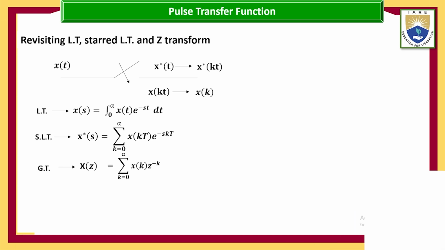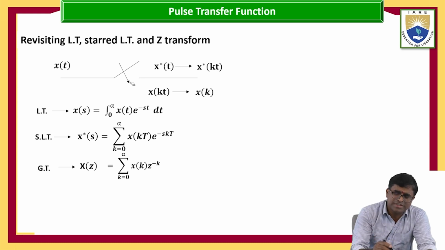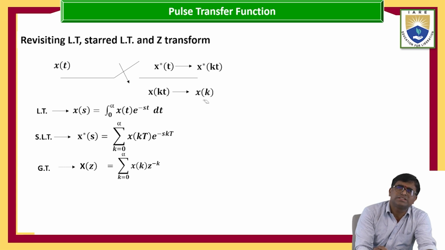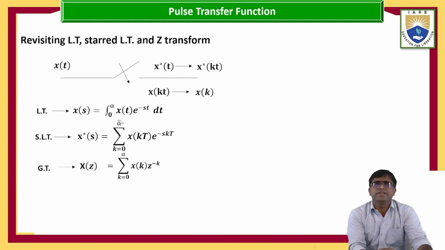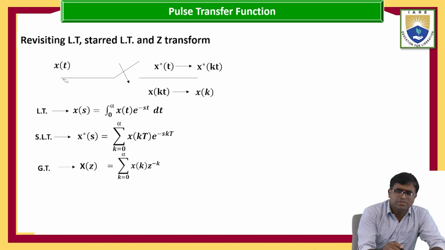Okay, where x(t) is the input function, and here we are going to take the pulse function, which acts like a switch. So x star of t is nothing but x star of kt, where x(kt) equals x(k). Taking the Laplace transform of this, X(s) is the integral with limits from 0 to infinity.